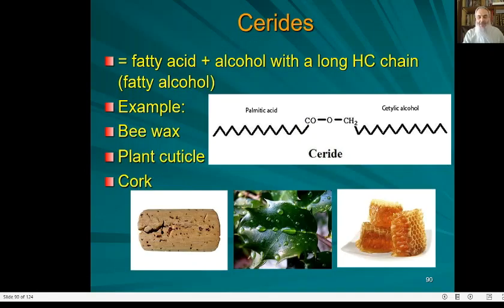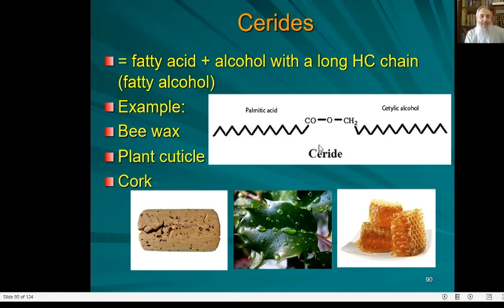The last family of saponifiable lipids is the family of cerides. Cerides are actually special lipids containing a fatty acid plus an alcohol that has a long hydrocarbon tail, named fatty alcohol. When an alcohol has a long hydrocarbon tail, it is a fatty alcohol, such as this one. This one, we have CH3, CH2, CH2, CH2, CH2, CH2, etc. CH2OH. This is the cetylic alcohol. And this is the palmitic acid, a fatty acid. When they form an esterification reaction, they result in a ceride.